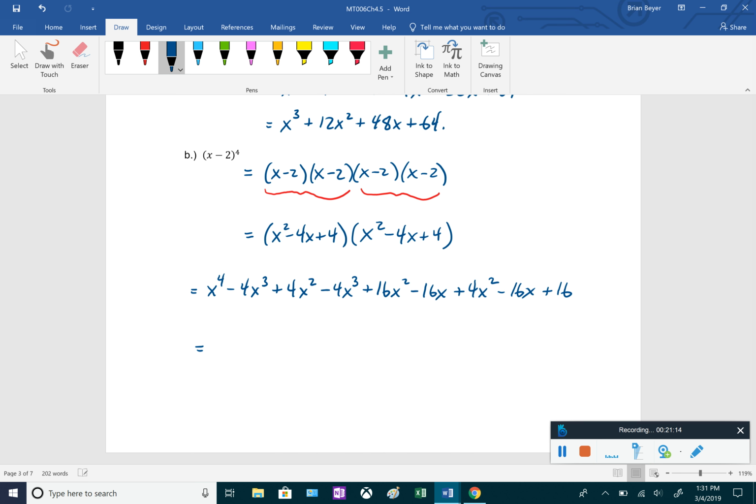So combining like terms here, we have x to the fourth. We have negative 8x cubed. I'm going to underline all these so I don't miss one here. And then we have a bunch of x squared terms. 4 plus 16 is 20, plus another 4 is 24. And then we have negative 16x minus 16x. So minus 32x. And then plus that constant 16 at the end, and we are done.